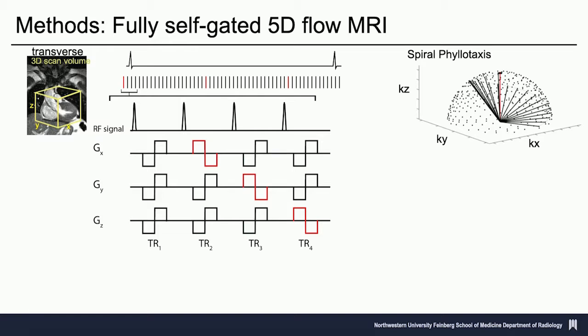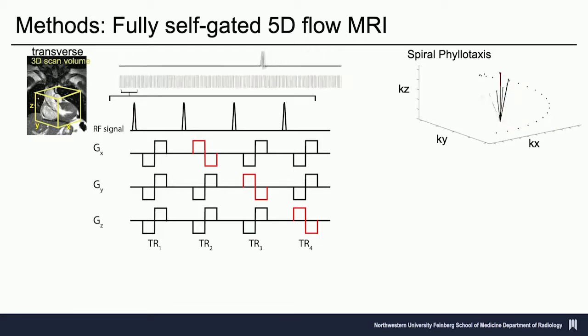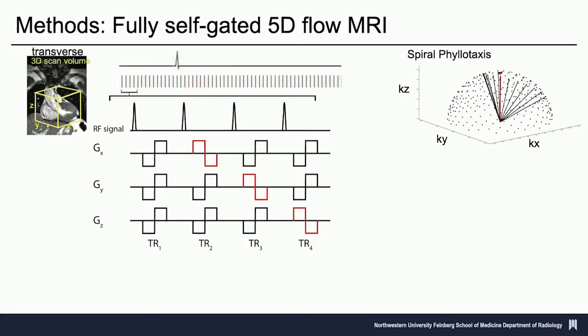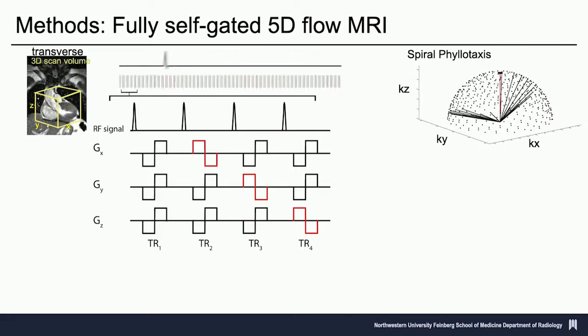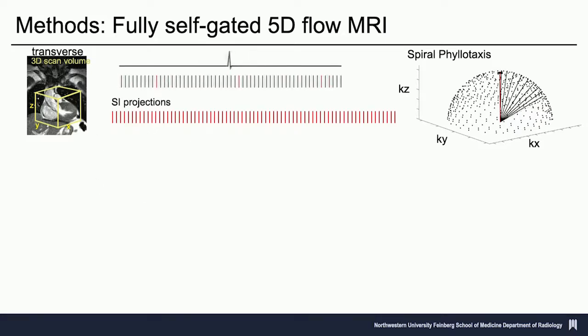So the 5D flow framework is acquired on a transverse imaging volume. Each line here represents a repetition time. You can see interspersed superior-inferior projections, and so the data is acquired continuously for a set amount of scan time. The ECG is only shown for demonstration purposes here, and so we incorporated 4-point balanced flow encoding to incorporate this flow sensitivity, and this was combined with a 3D radial spirophyllotaxis spatial sampling pattern.